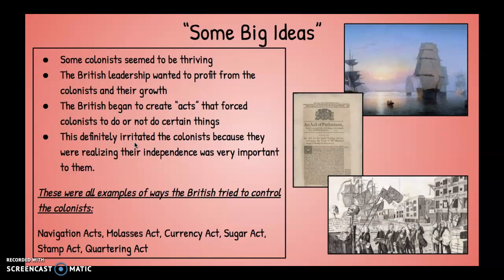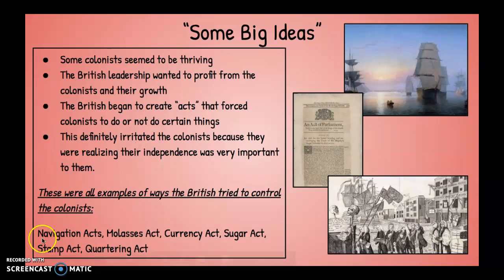Well, the British, that third bullet point, it says the British began to create acts that forced colonists to do or to not do certain things. Clearly, this would definitely irritate colonists because they were realizing that their independence was very important to them. They didn't want to have to be responsible for someone else. They wanted to be responsible for themselves. So that independence was really driving some future events that were going to take place.